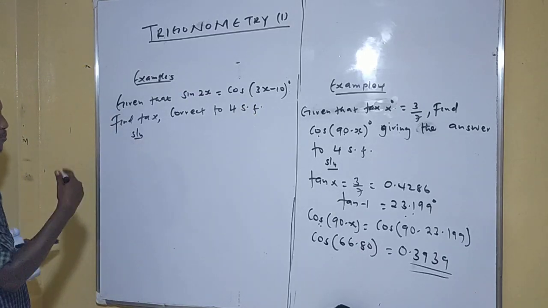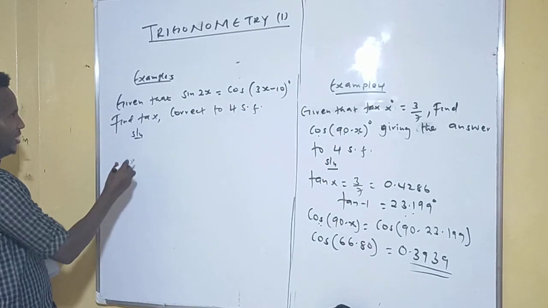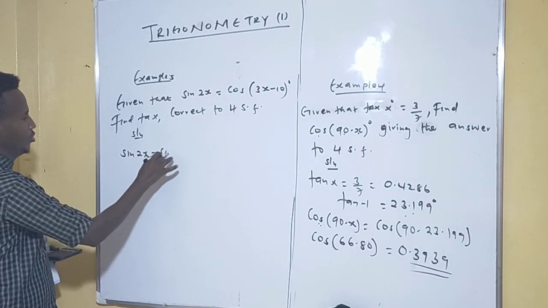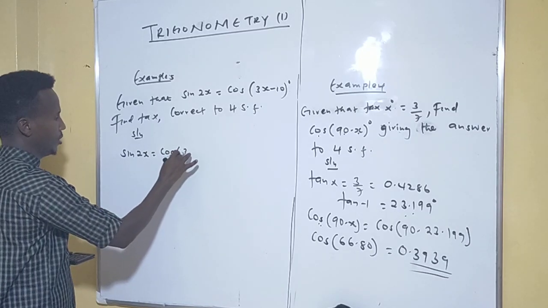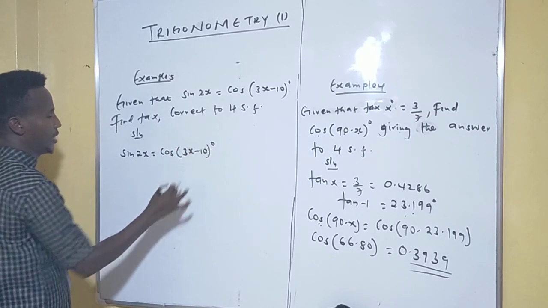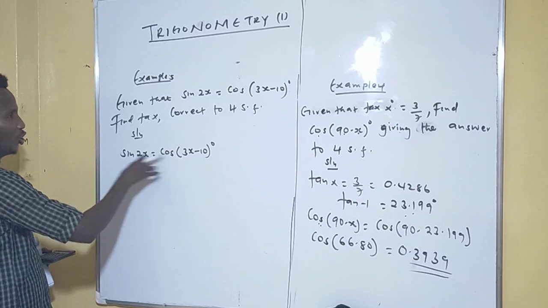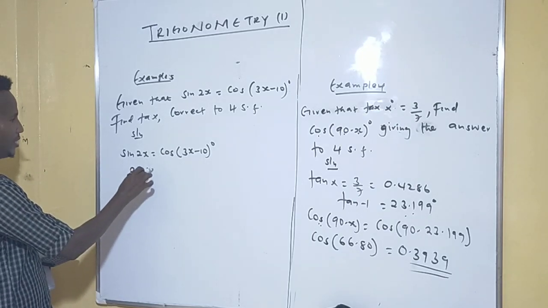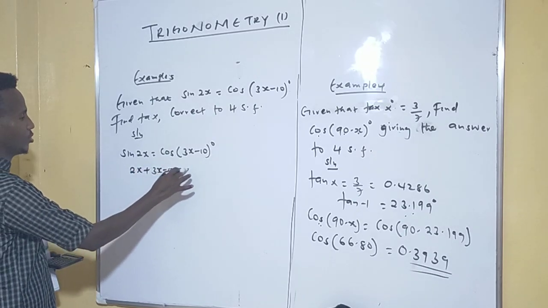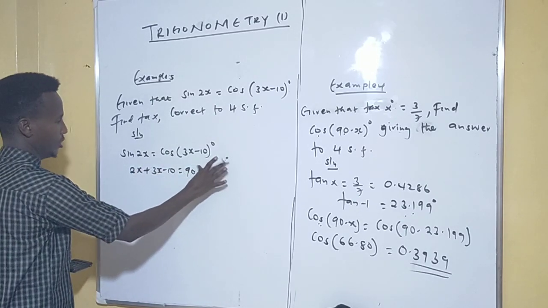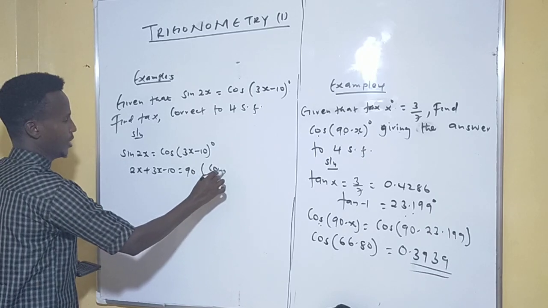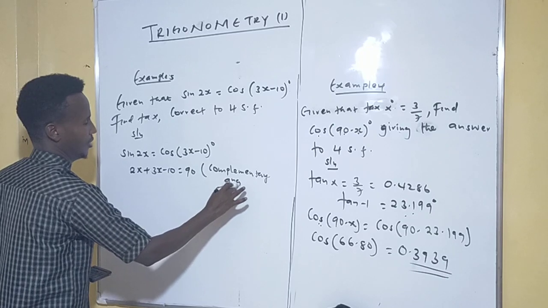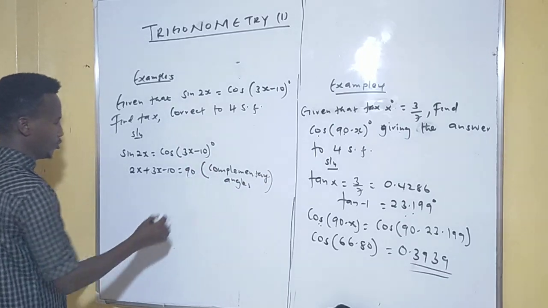Remember, we're still dealing with complementary angles, yeah? Remember, they said sine 2x is equal to cos, open the bracket, 3x minus 10, close the bracket, degree. But we still know that these are complementary angles. So we're going to say 2x plus 3x minus 10 is equal to 90, okay? Why? Complementary angles. Don't forget that.